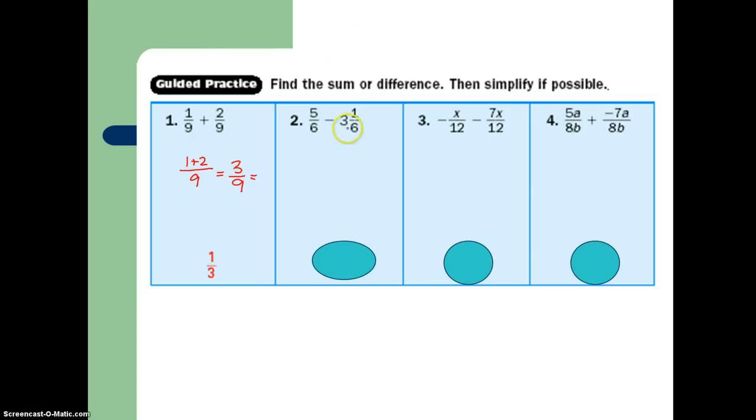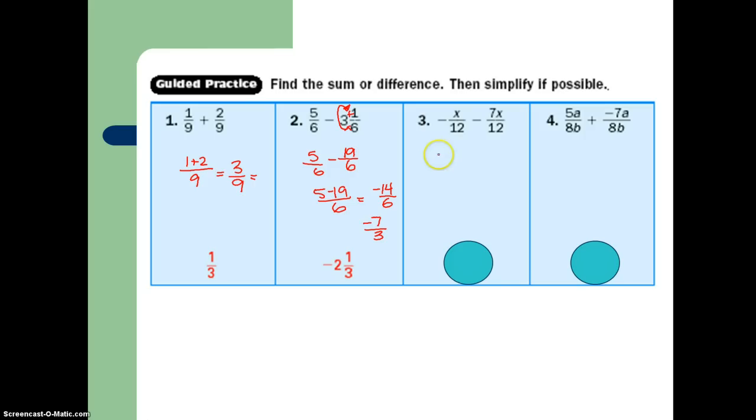Number 2, this is where I like to make this an improper fraction. 3 times 6 is 18, plus 1 is 19 over 6. Now what you have is 5 minus 19 all over the same denominator of 6, and 5 minus 19 is negative 14 over 6. That can be simplified. First you can divide out 2's to get negative 7 over 3, and then you can make that into a mixed number, which is negative 2 1/3.